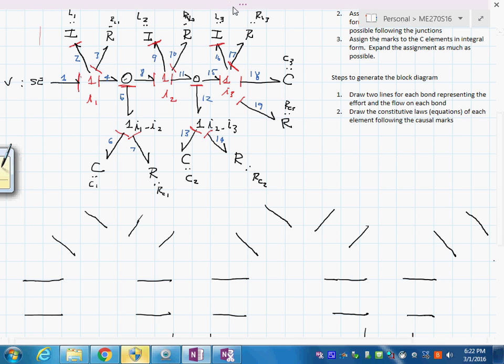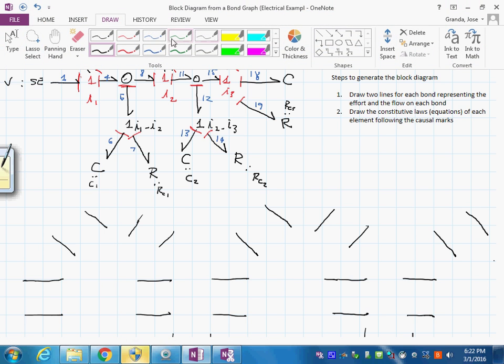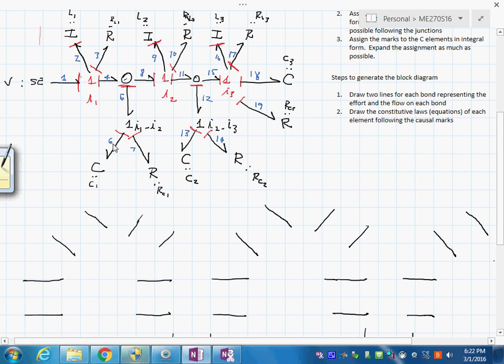This way, like that. Do you see E sub 3 is like this, and F sub 3 is like that. So let's do it for all the bonds so that you can see this is E sub 4 this way. I'm following the causal marks, and this is F sub 4. I'm just basically reading what I see.